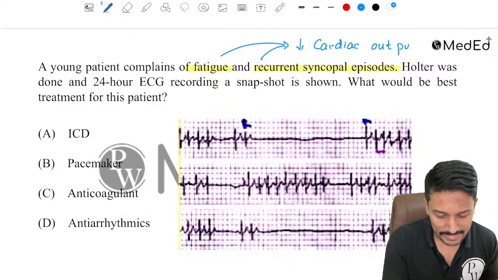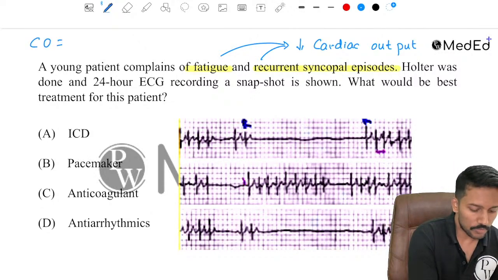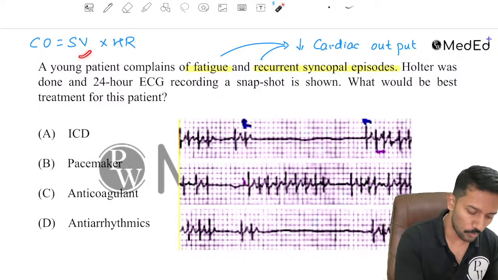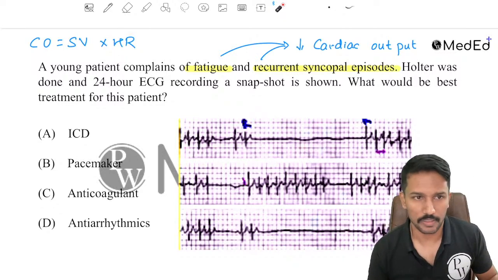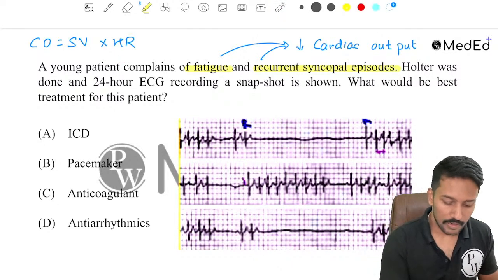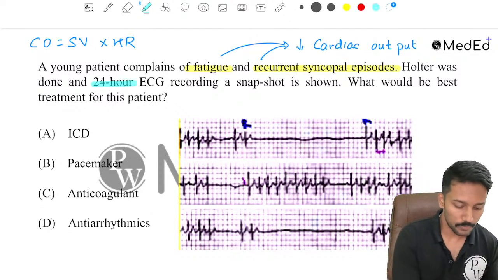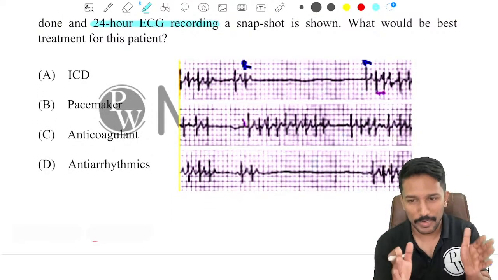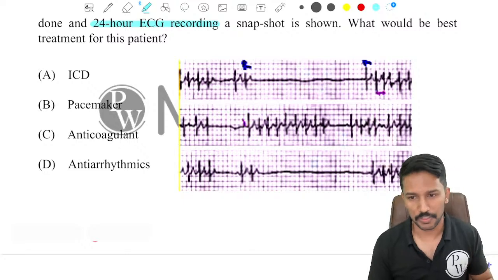Now we know the formula for cardiac output, right? What is the formula for cardiac output? Cardiac output equals stroke volume into heart rate. The cardiac output can come down either if I decrease the stroke volume or if I decrease the heart rate. That is a possibility, right? Then decreased heart rate is a possibility, and to evaluate what could be the reason for that, they have done a 24-hour Holter ECG recording whose snapshot, or a small bit of that recording, is given here. They are asking you what is the treatment for this patient, right?